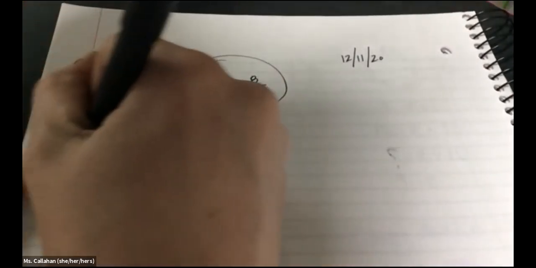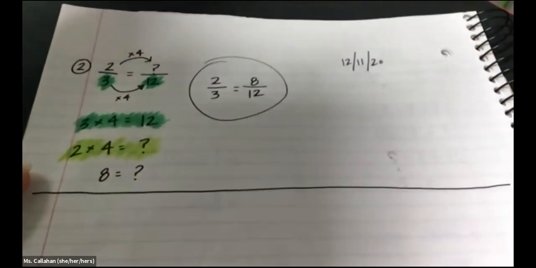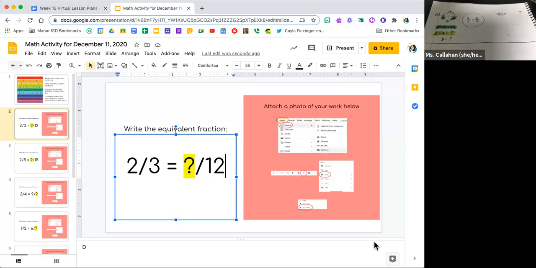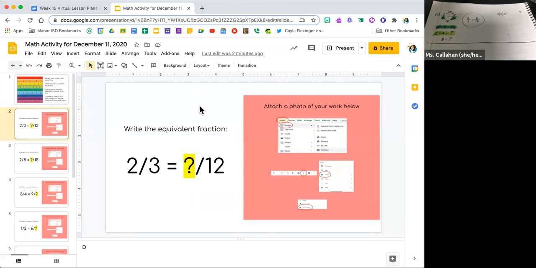And I'm going to draw a line. This is our solution for slide number 2. So it's going to be your duty to attach a photo of your work that you followed along with me to solve. Okay? Now let's move on to slide number 3.